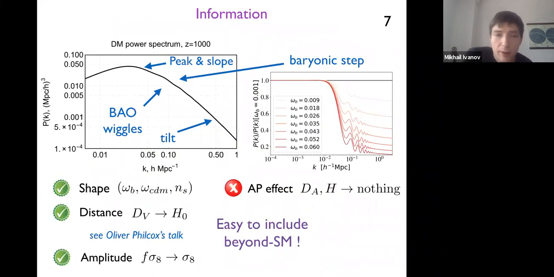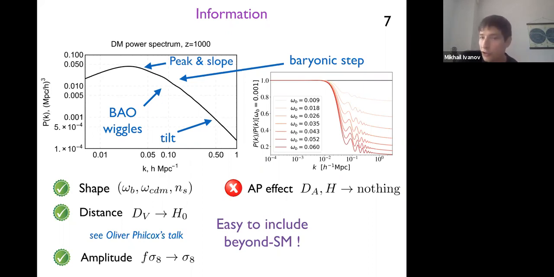All right, so where did all this information come from? Here in this slide, in the left panel, you can see the matter power spectrum at redshift 1000 after recombination as a function of the wave number. You can see that this power spectrum has a very non-trivial shape. It has a turnover. It has some interesting slope. Also, of course, there are BAO wiggles, which we'll know. Then it's also characterized by some tilt, which is not degenerate with the slope.